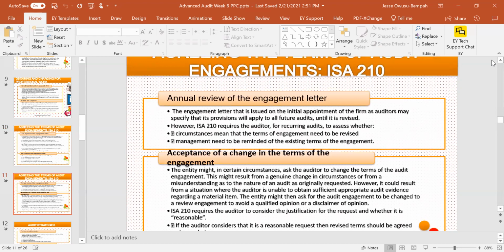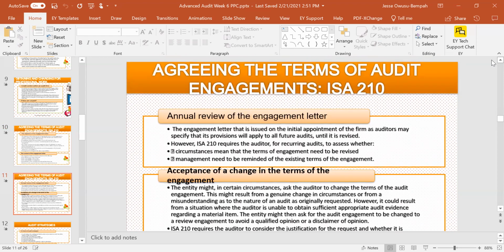Now, let's look at the annual review of the engagement letter. Responsibilities change here and there. And so the engagement letter sometimes has to be reviewed. The engagement letter that is issued on the initial appointment of the firm as auditors may specify that its provisions will apply to all future audits until it is revised. So at the beginning of the audit, when an auditor is appointed, there's an engagement letter, and this engagement letter will sometimes say that the provisions therein apply to all future audits until it is revised.